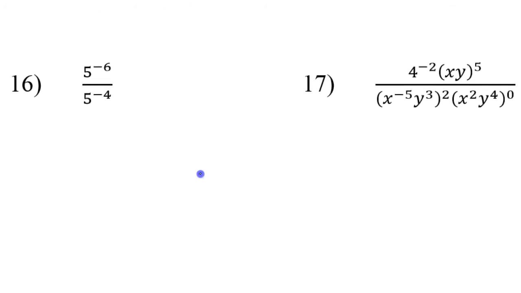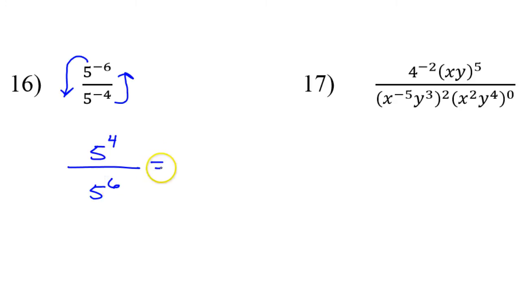All right, number 16. Do not cancel out these 5s and make a 1. That's a common mistake I've seen. Anyway, what I will do, we've learned that anything with a negative exponent is basically going to move to the other side of the fraction. So this 5 to the negative 6th power is going to move down, and this 5 to the negative 4 power is going to move up. So this is going to become 5 to the 4th power over 5 to the 6th power.